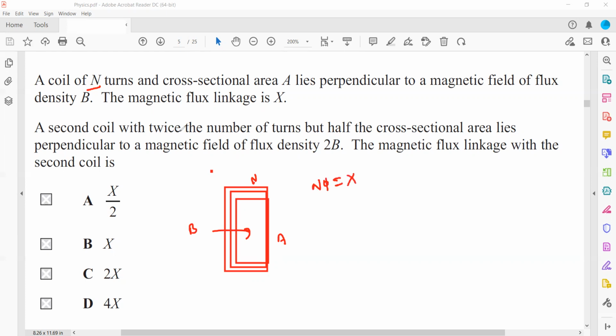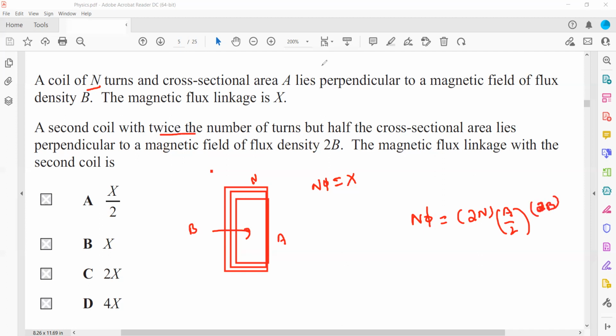A second coil having twice the number of turns but half the cross-sectional area lies perpendicular to a magnetic field of 2B. What will the magnetic flux linkage be? So n phi we need for the second coil. They mention twice the number of turns, so the total number of turns is 2n. But half the cross-sectional area, so the area is A by 2. But twice the magnetic field strength, so it is 2B.